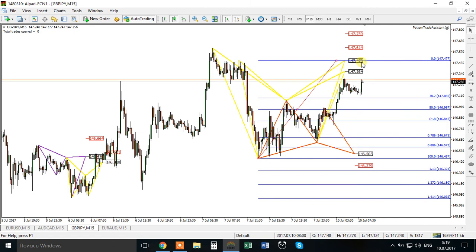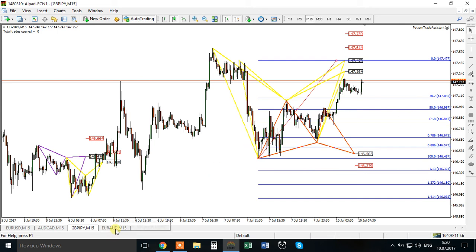Okay, what is the entry? 147.8 is your entry. Stop loss is 147.59. Take profit 1 is 147.08, and take profit 2 is 146.84, 15 pips below 147. So this is your target number 2.